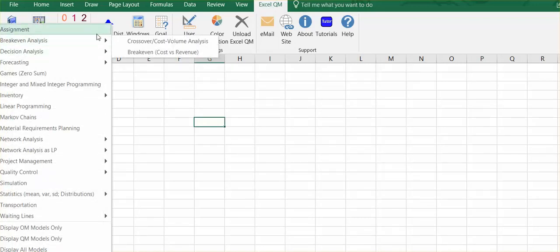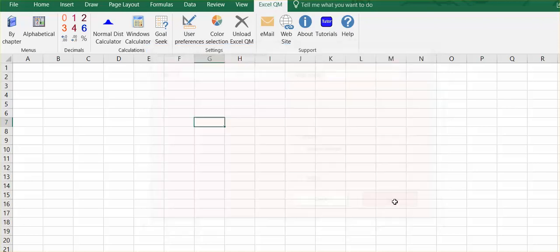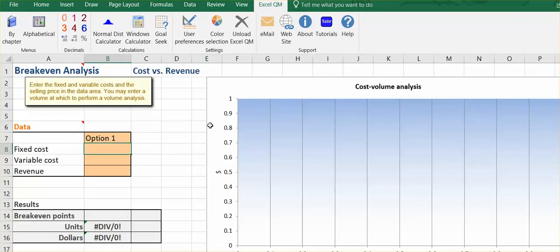We'll go to break-even analysis, and we have two choices, crossover or break-even, looking at cost revenue, and that's the one we want to use, because I like the graph. You can give it a title, you can give it a sheet name, and we can say OK. We also have information on our break-even analysis. You can see cost revenue gives us our chart as such. And we're going to have to enter some data.